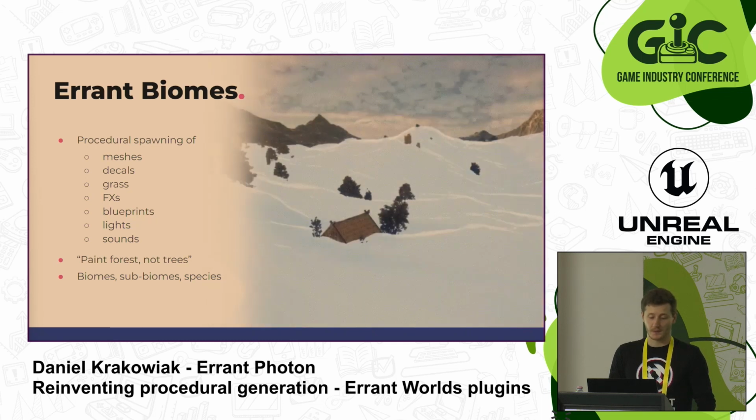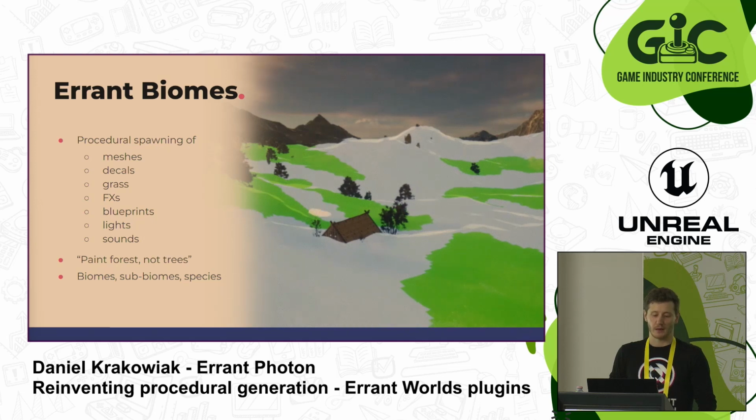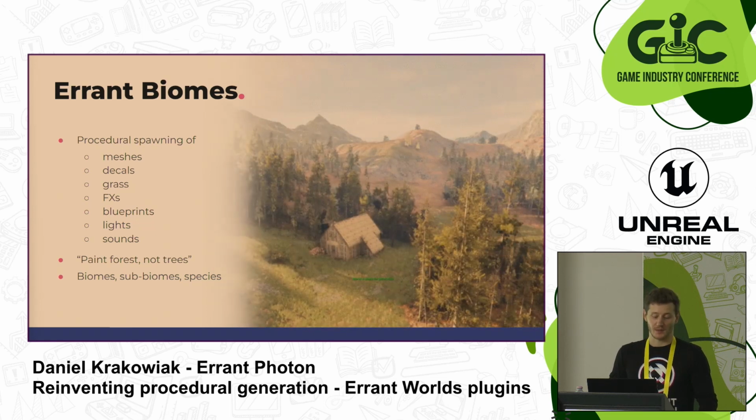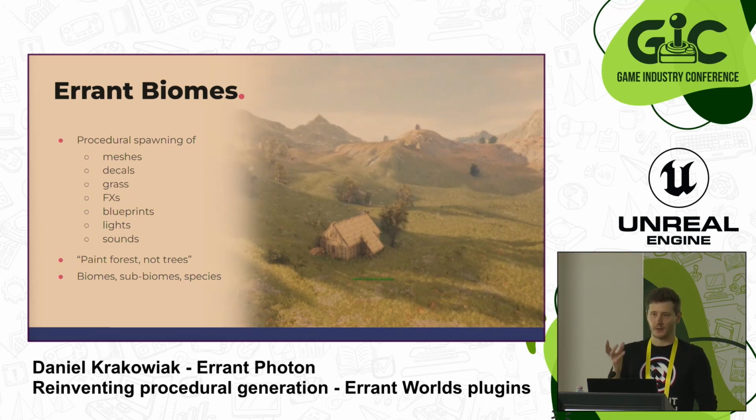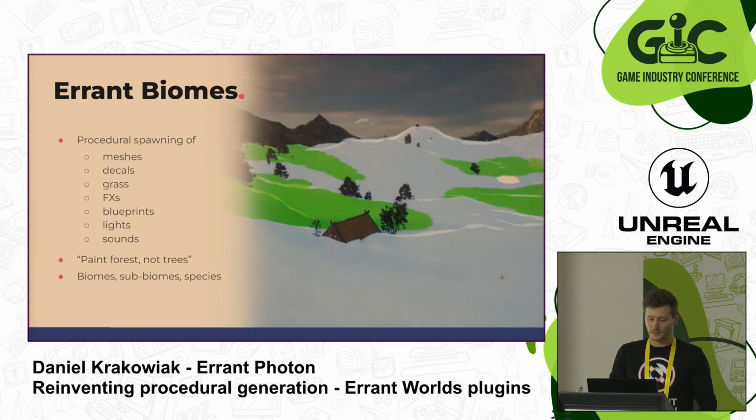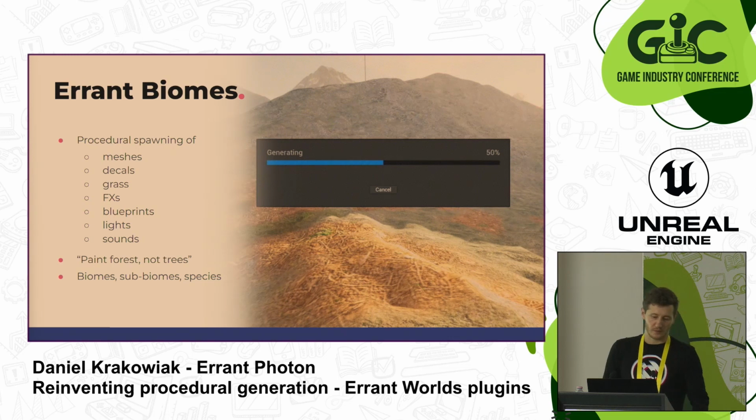You do it once. And we split the data that we have into biomes, which are pretty big, like the size of a country or a city, or it can be smaller, of course. Sub-biomes, which you can see here, where the forest part is a sub-biome, and species, which are separate, let's say, plants, like grass, trees, mushrooms, and so on. Here is the same thing from the ground level.